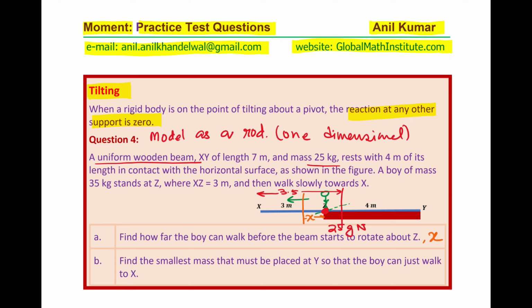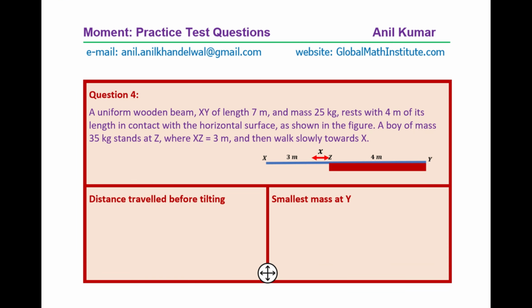Perfect. So let us see how to solve this part of the question. I think you have understood the concept. The mass being centered at 3.5 units, from Z it is 0.5 meters, correct? So the distance of the mass is 0.5. The distance traveled before tilting, let it be x. Now what we are going to do is find the moment about Z. The boy's mass is 35 kg, so that is 35g. As far as the rod is concerned, it is 25g.